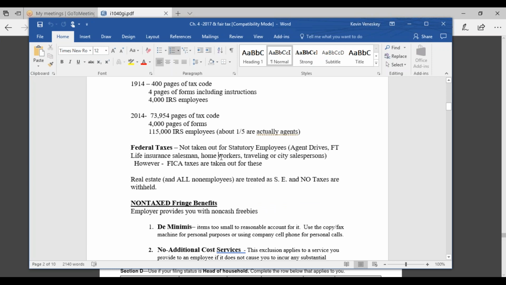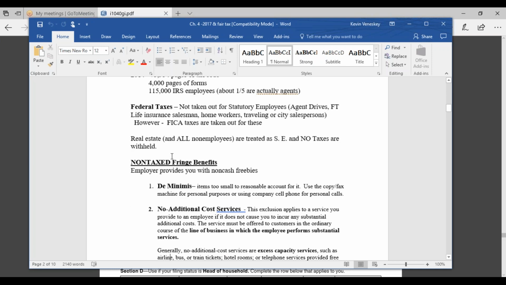So federal taxes. This is a little bit outdated, but not too far, but it shows a 100 year span here. Back when they first made the tax legal, with an amendment to the Constitution, they had only 4 pages of forms. 400 pages of actual code, but only 4 forms that you could possibly fill out. Now there are 4,000 pages of forms and 73,000 pages of tax code. That number goes up every year, as you may imagine.